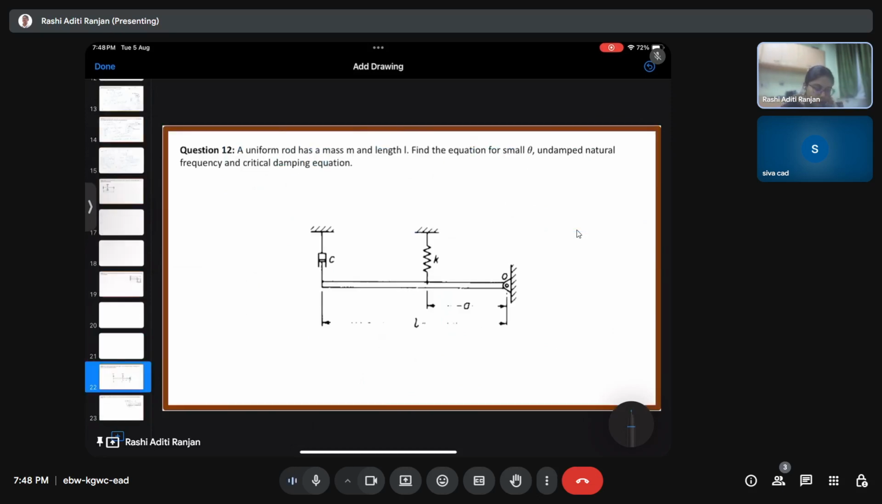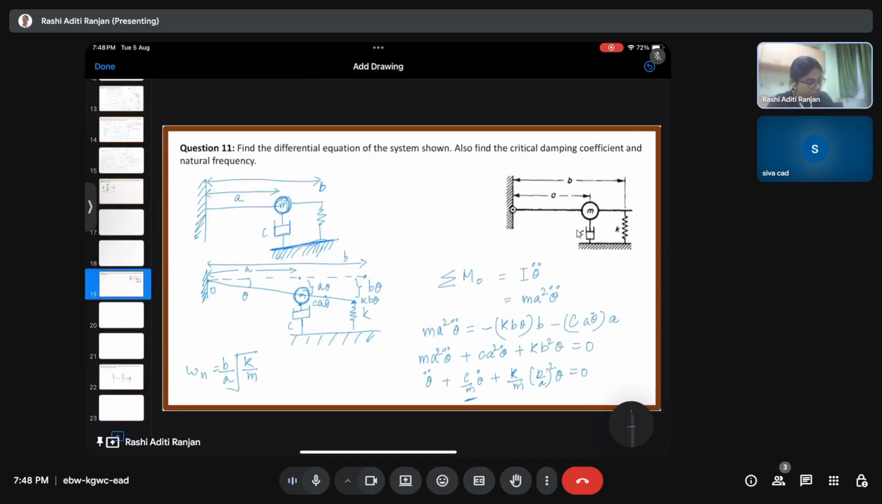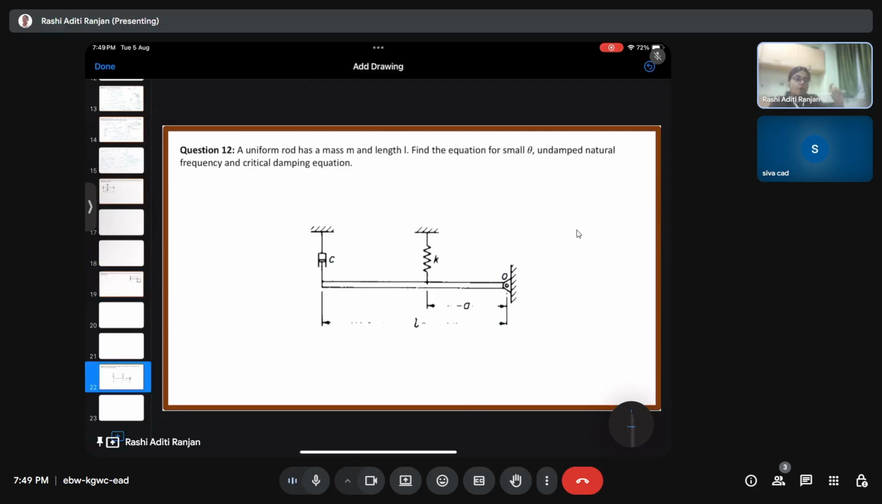Now again we are going to take this question. This is going to be also an interesting question. So we have a uniform rod that has a mass m. This time the rod is having a mass m. In the previous question this was massless and we had only a concentrated mass m at a distance a from the reference point. But in this case we have a uniform rod that has a mass. And then this distance is a, this is L.